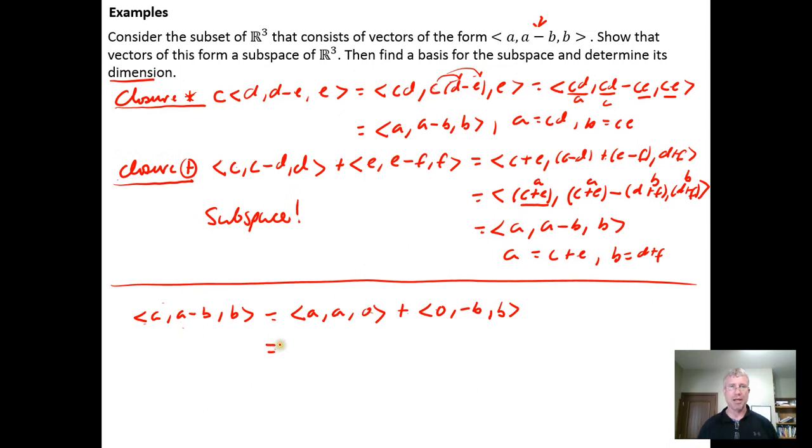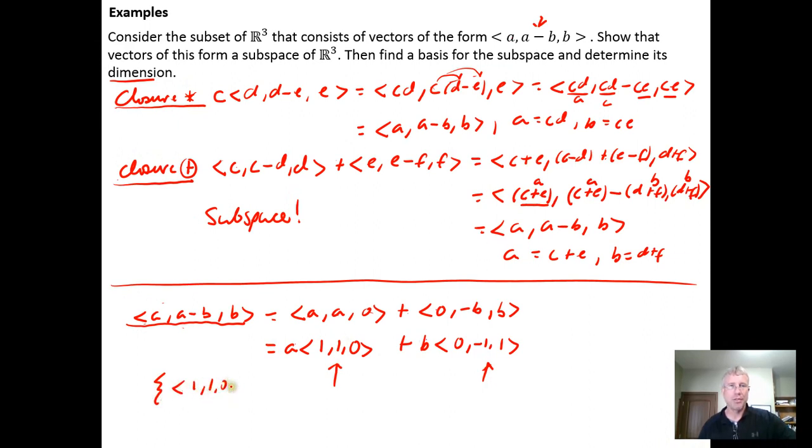And then we want to recognize that we can then factor the A out of the first one, which will leave us with 1, 1, 0, plus, and B can be factored out of this vector, B times 0, negative 1, 1. And now we see that every vector of this form can be written as a linear combination, because A and B are just scalars, they're just real numbers. Every vector of this form can be written as a linear combination of these two vectors. So the basis for our subspace is the vectors 1, 1, 0 and 0, negative 1, 1. There's our basis.